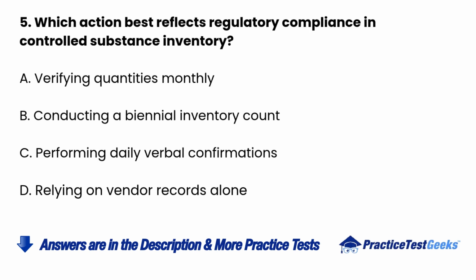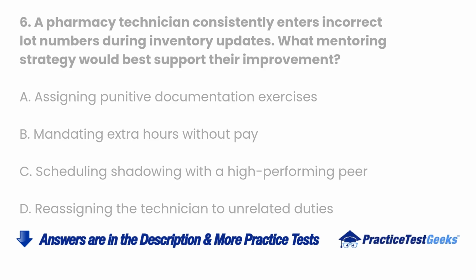5. Which action best reflects regulatory compliance in controlled substance inventory? A. Verifying quantities monthly. B. Conducting a biennial inventory count. C. Performing daily verbal confirmations. D. Relying on vendor records alone.